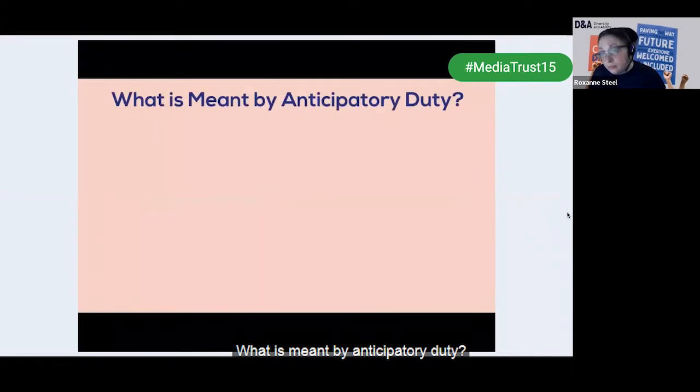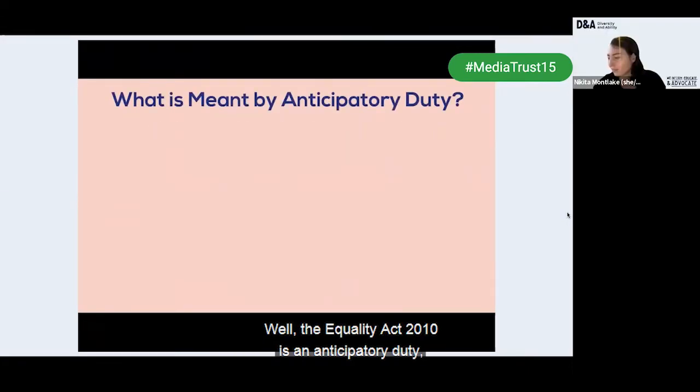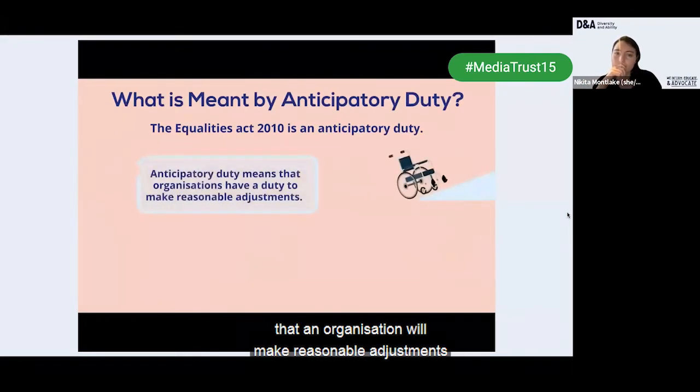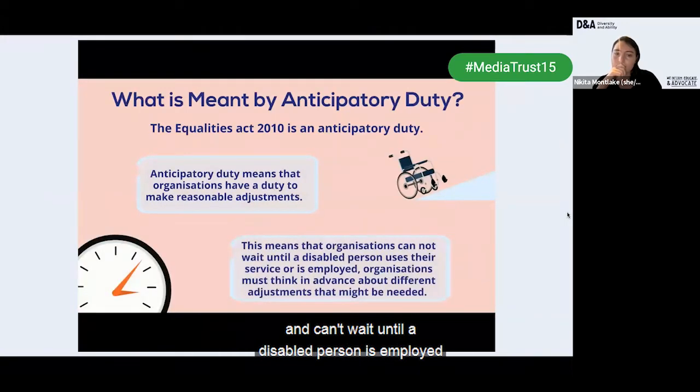What is meant by anticipatory duty? Well, the Equality Act 2010 is an anticipatory duty, which means there's an expectation that an organization will make reasonable adjustments and can't wait until a disabled person is employed or uses their services. This means you need to think in advance about what adjustments might be needed.